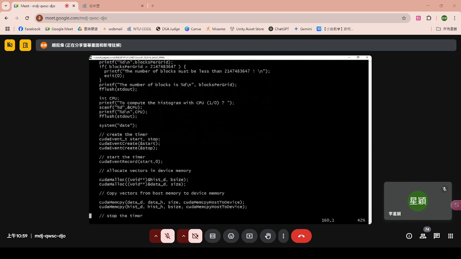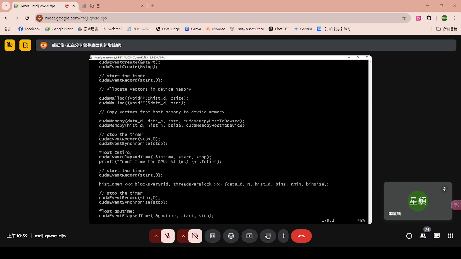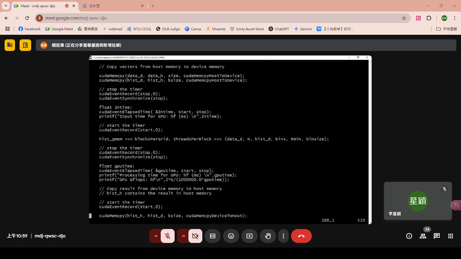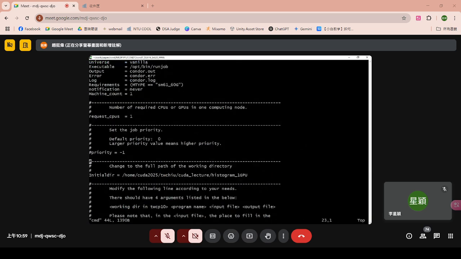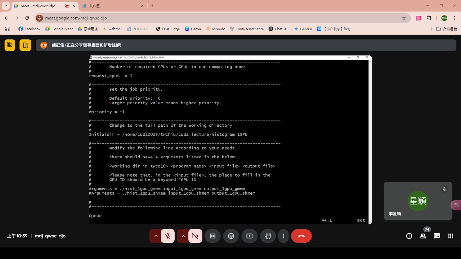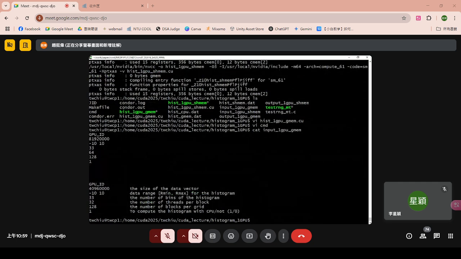Actually, this is quite transparent. But let me run the code. So the CMD command file. This is the full menu. Then the input full menu. So the input file.